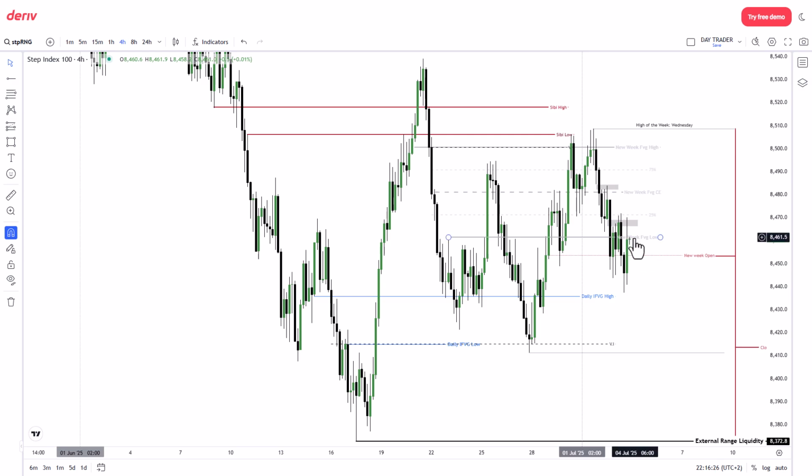So it's reacting off of the new week fair value gap low, and we're anticipating price going lower into the external range liquidity. And we should have a new week closure, maybe somewhere down here.